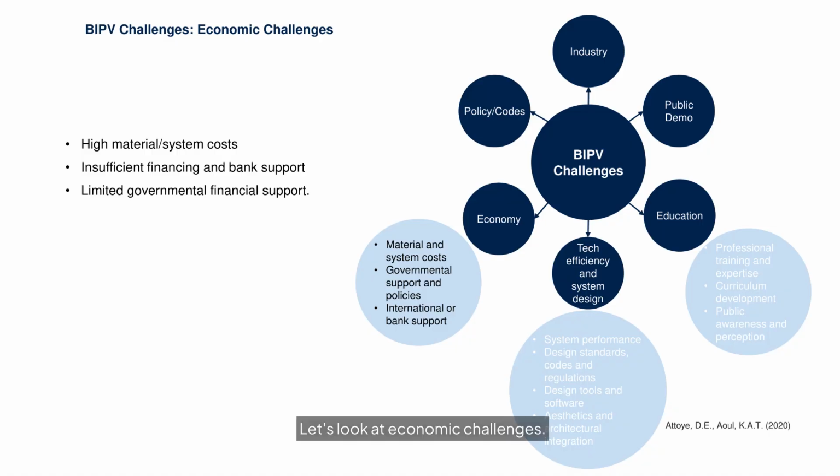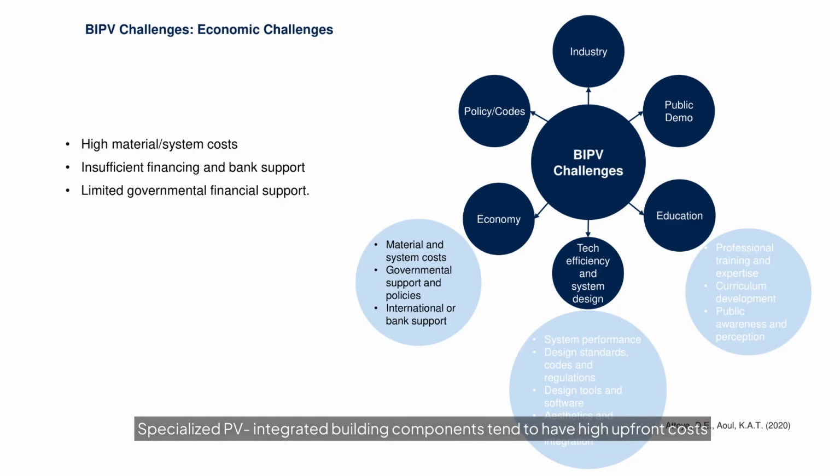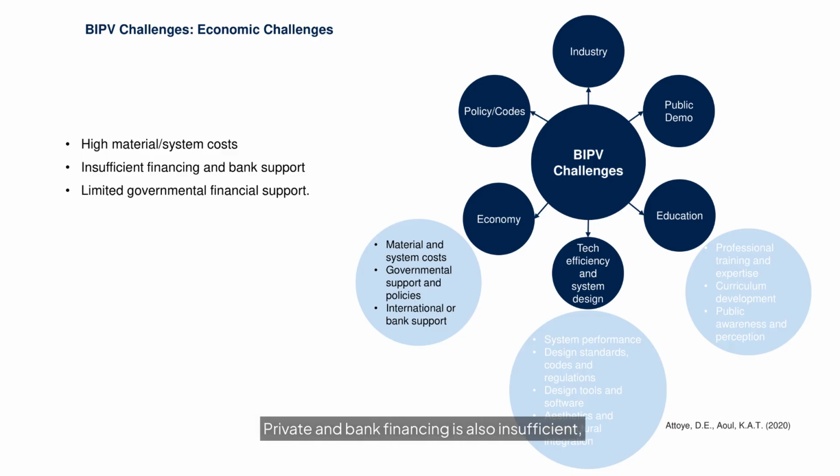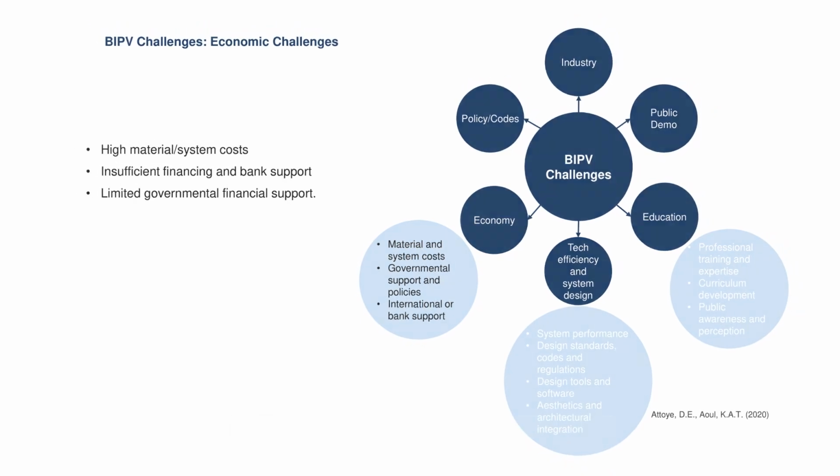Let's look at economic challenges. The cost factor remains one of the biggest hurdles for BIPV adoption. Specialized PV integrated building components tend to have high upfront costs compared to conventional construction materials. There is limited governmental financial support. Private and bank financing is also insufficient, making it difficult for many projects to move forward.